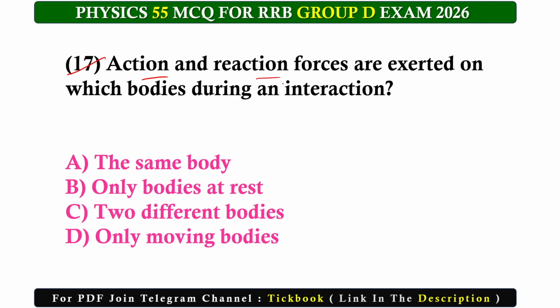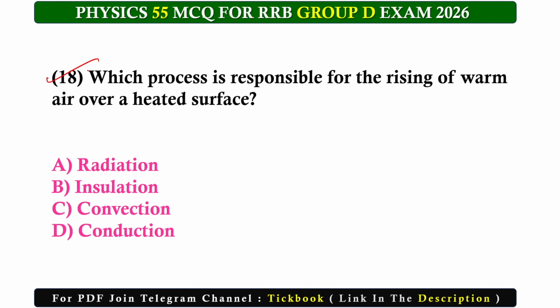17. Action and reaction forces are exerted on which bodies during an interaction? Option number C, two different bodies. 18. Which process is responsible for the rising of warm air over a heated surface? Option number C, convection.